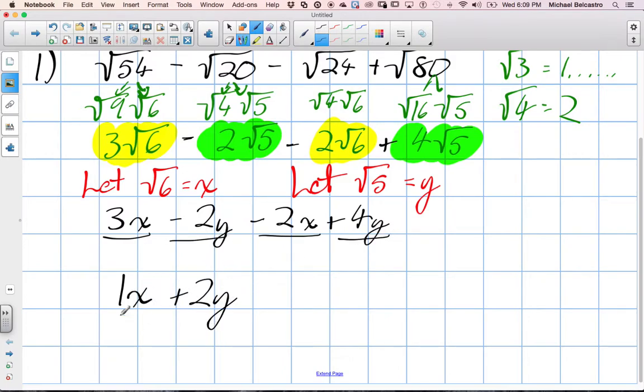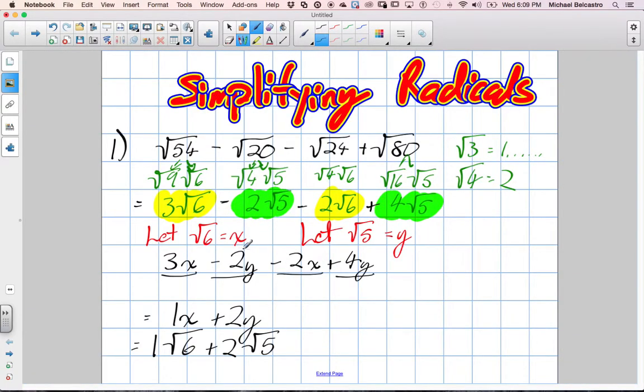And then we can just replace the x and the y. You might not need to do that. You can just write them as radicals. So our final answer would be 1, we replace the x with root 6, so root 6 plus 2 root 5 would be our simplified version of this question. And do you even have to write the 1 before the root 6? No, you're 100% right. Because 1 times anything doesn't change anything. Okay, so that's it.